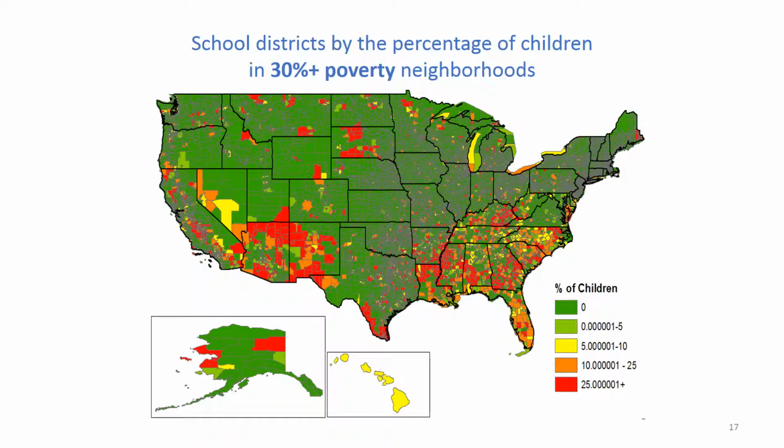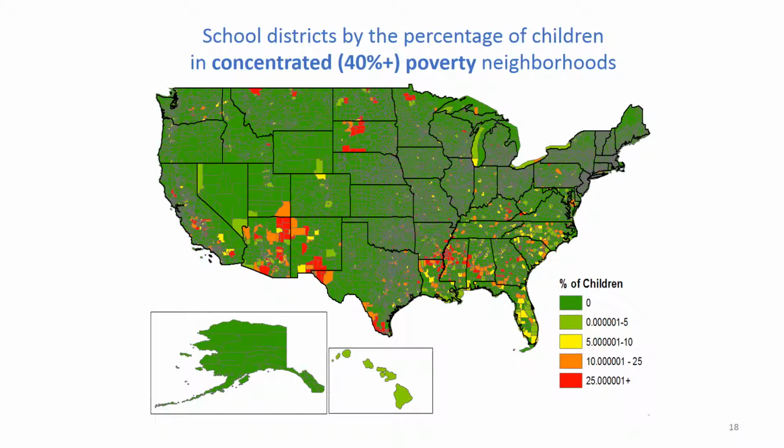The orange is 10 to 25%, yellow is 5 to 10%, light green is 0 to 5%, and dark green is 0%. And this map looks very similar to maps that present poverty across the United States. We see real concentrations in the southeast and the south, southwest, as well as in the inland Pacific areas. Now, when we switch to looking at 40% poverty neighborhoods, we get a different map, and we can really see the patchwork of concentrated poverty across our country.